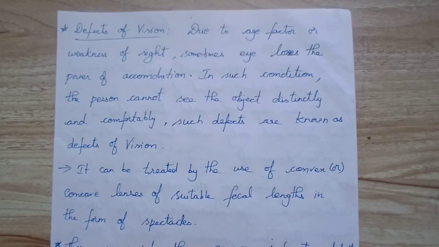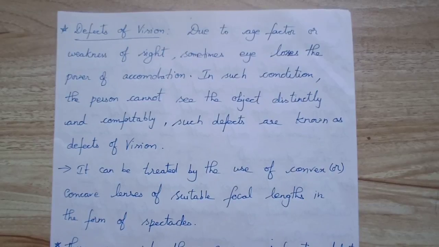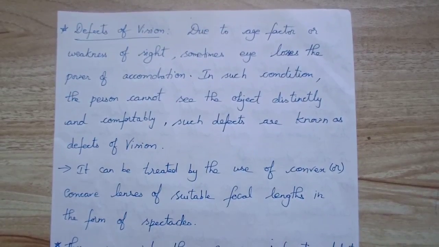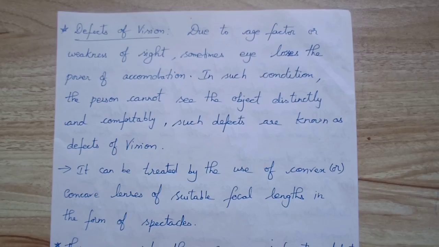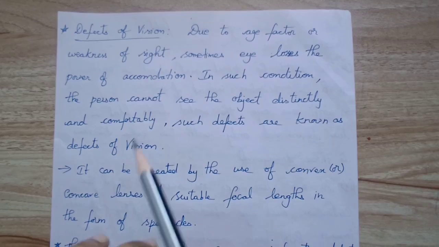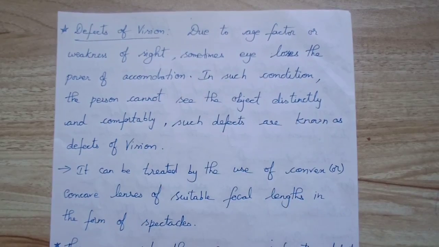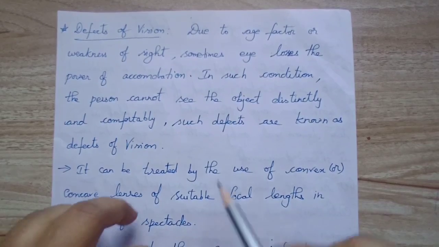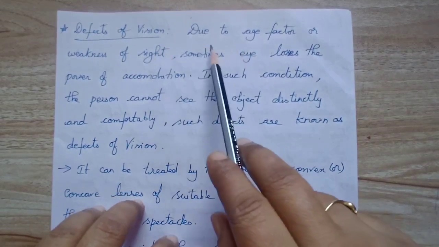Hi dear, today we'll see the defects of the vision and their correction. So what is meant by defect? The eye consists of so many parts, right? Even if there is a problem in a single part, it leads to some defects. These may be due to the age factor or some weakness. So, defect of vision.